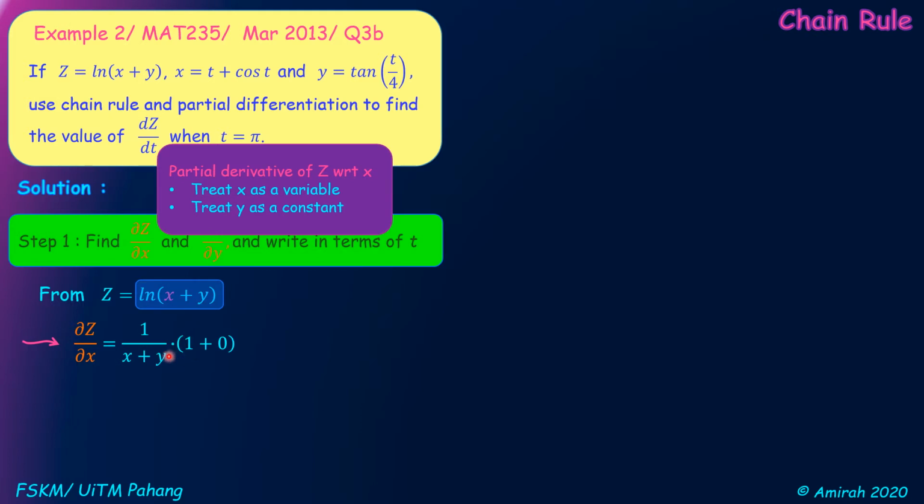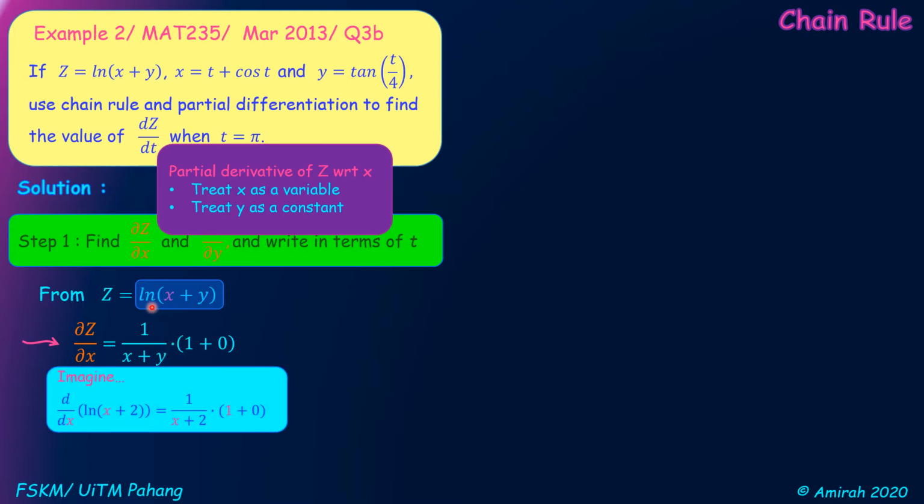How do we get this? To differentiate ln(x + y), x means variable, y means constant. So we just imagine, let's say we want to differentiate ln(variable x plus constant 2) with respect to x. Then we have 1 over the function inside ln, which is x + 2. Then we differentiate the function in ln. We differentiate x equals 1 and then plus, we differentiate constant 2 equals 0. So that's why we get this.